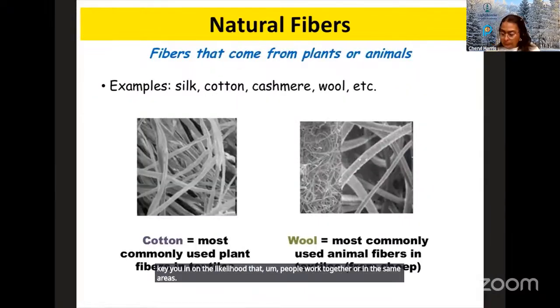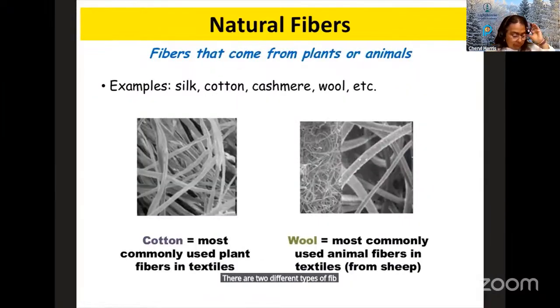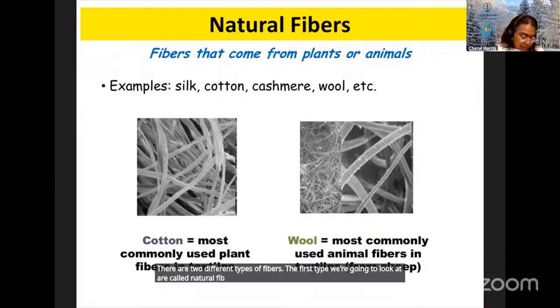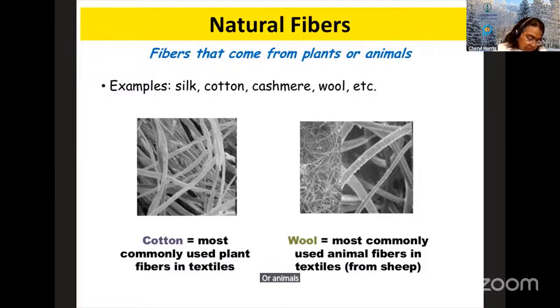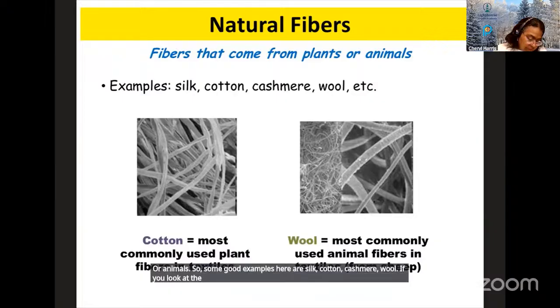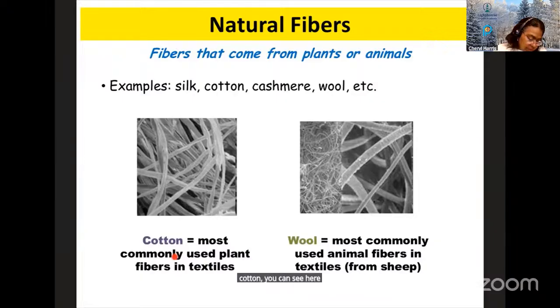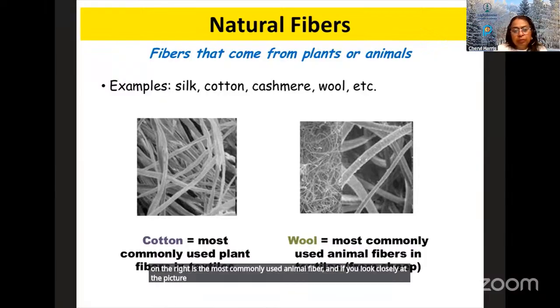There are two different types of fibers. The first type we're going to look at are called natural fibers. These basically come from nature. They are fibers that come from plants or animals. So some good examples here are silk, cotton, cashmere, wool. If you look at the pictures here, cotton, you can see here on the left, is the most commonly used plant fiber, and then wool here on the right is the most commonly used animal fiber. And if you look closely at the picture, take notice of what you're seeing.